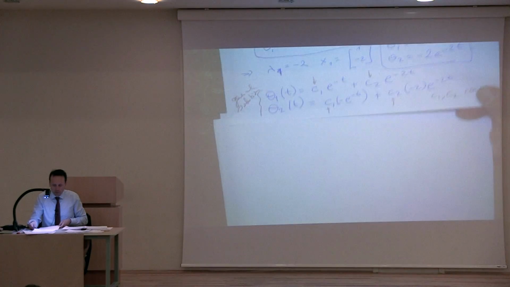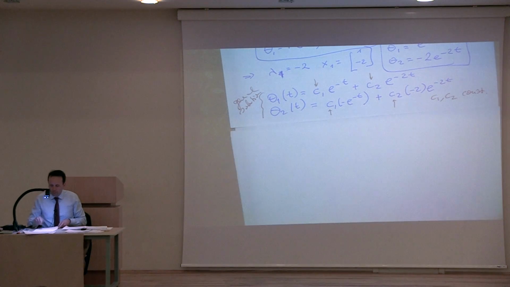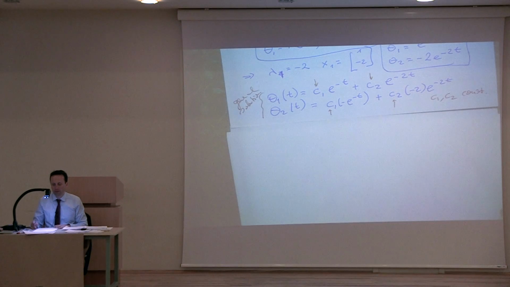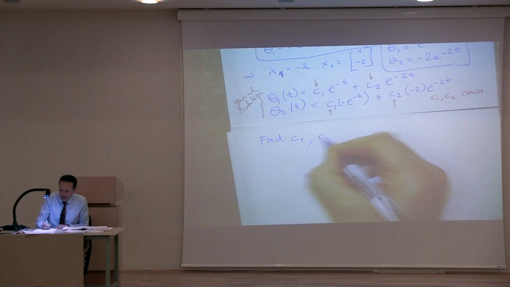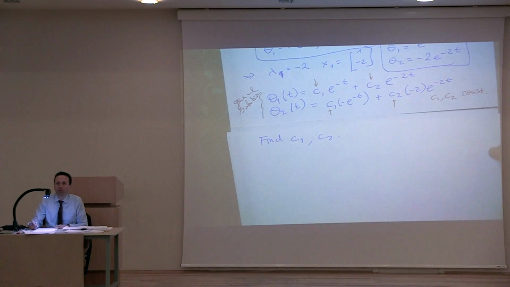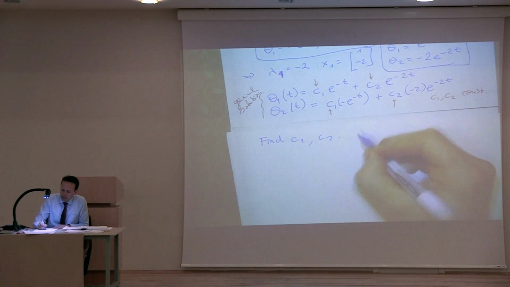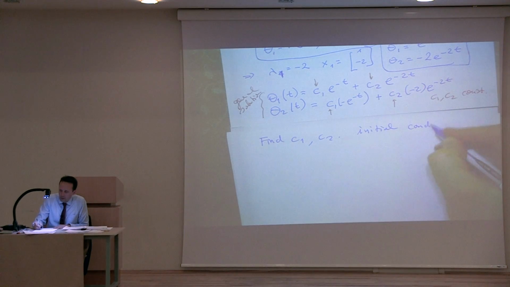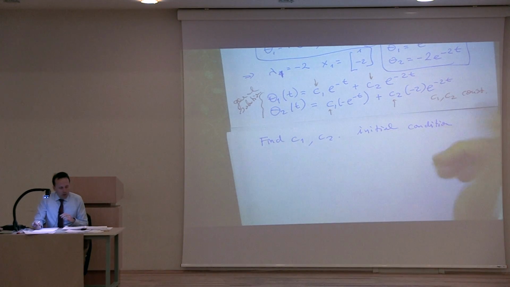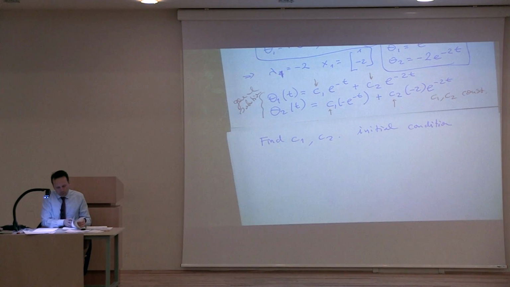So, what are we going to do next? We need to find C1 and C2, and then I'm done with the problem. That's all that's left. Find C1 and C2. How do I find C1 and C2 in this problem? The initial conditions, right? That's what we still need to satisfy, the initial conditions. Okay, so let's give some numeric examples. I think I have some numeric examples here. Let's assume some initial conditions.